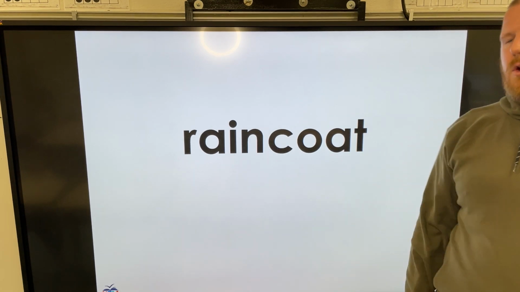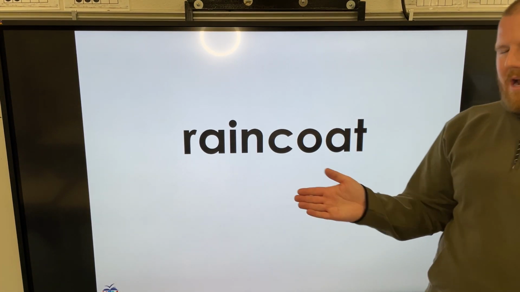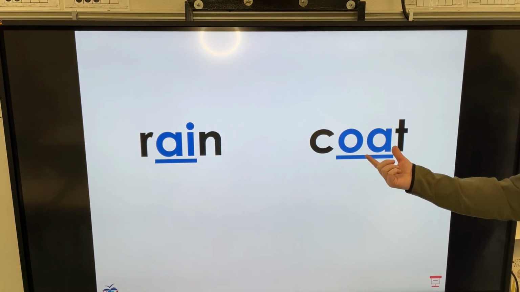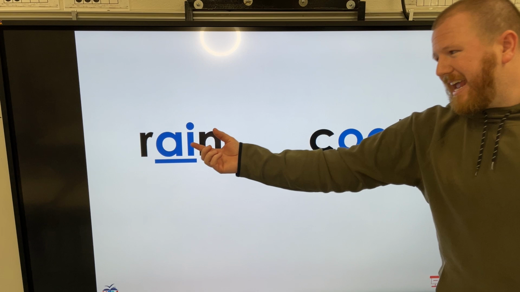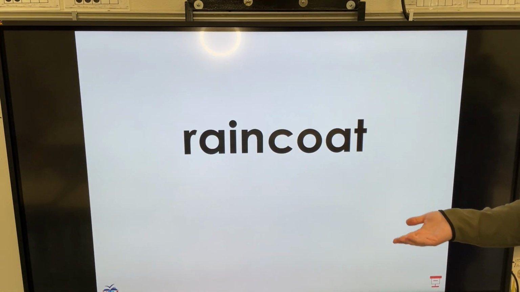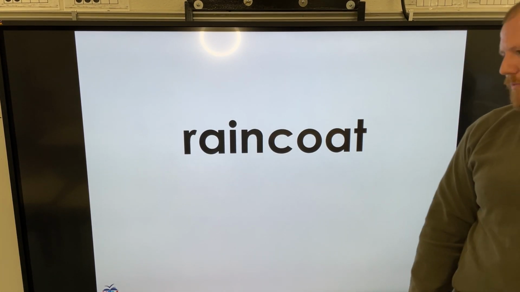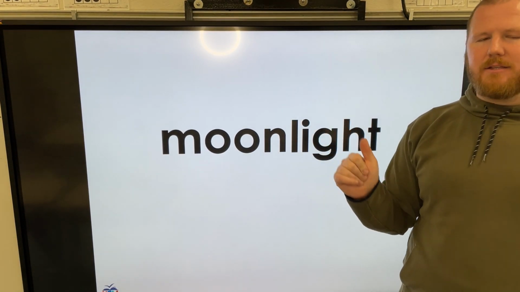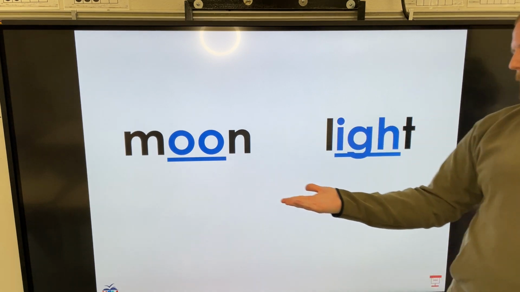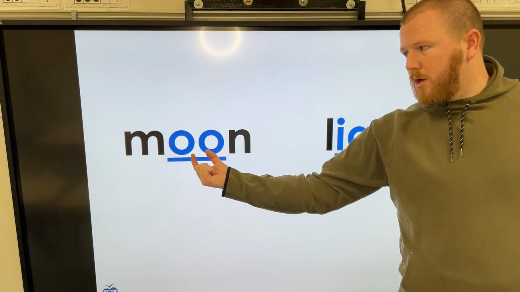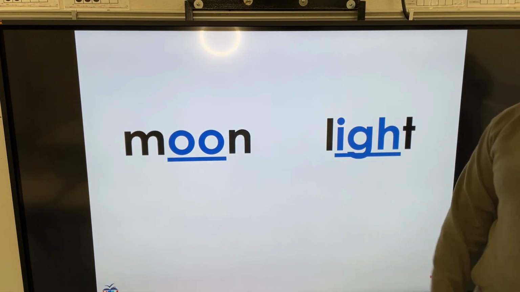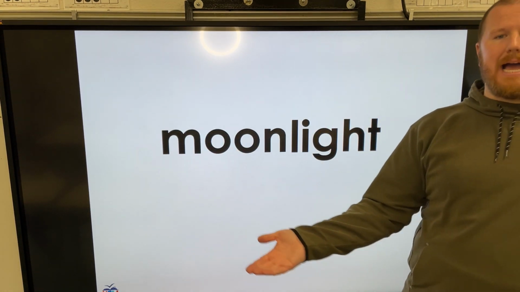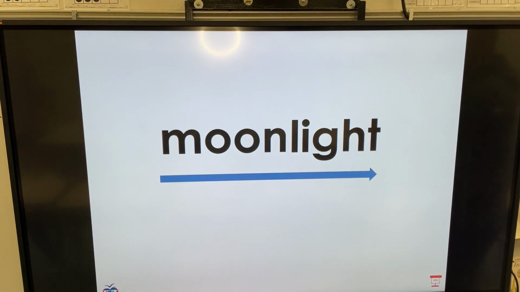Okay, next word. Raincoat. So rain, this has a vowel team because it says A, and then this vowel team, O. Raincoat. Very good. Moving on. Moonlight. So see the OO and the I, vowel teams, 2 or more letters that make one vowel sound. Moonlight. Awesome. Moving on.